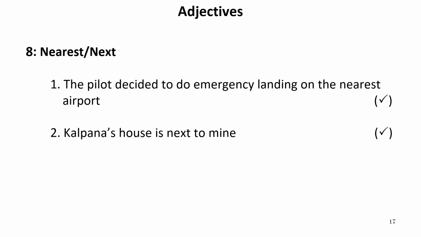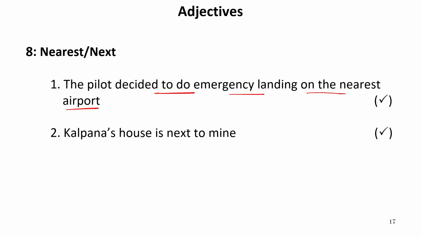Now we have the words nearest and next. Next refers to something which is just after us, and nearest refers to something which is at the closest distance from us. The pilot decided to do emergency landing at the nearest airport, because maybe there is some fault in the plane, or something dangerous. Of course he will do the emergency landing at the nearest airport he has. Nearest means the closest in distance.